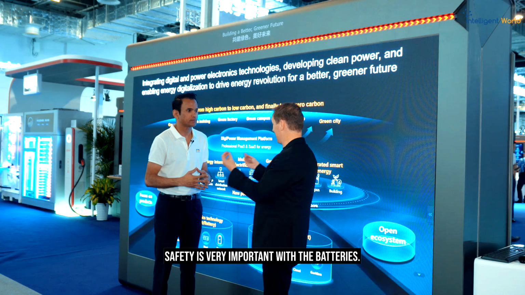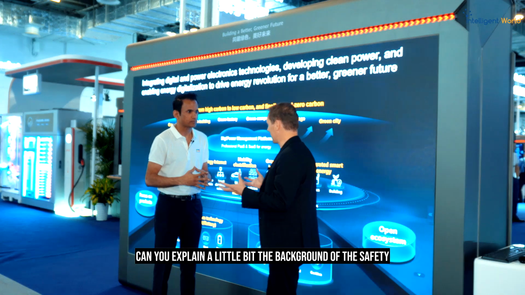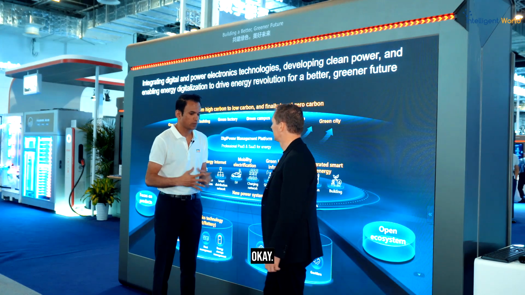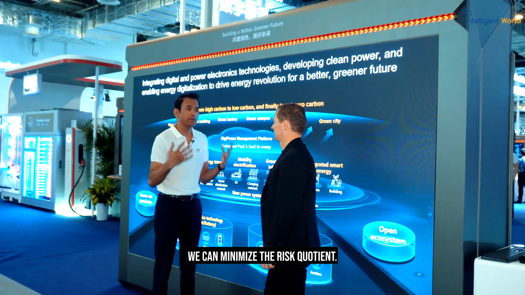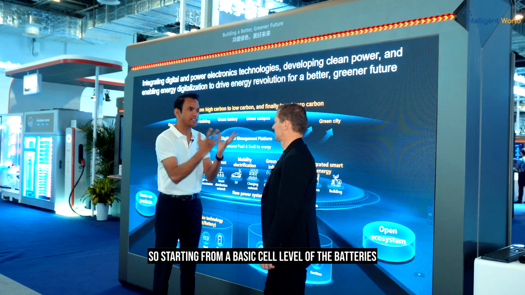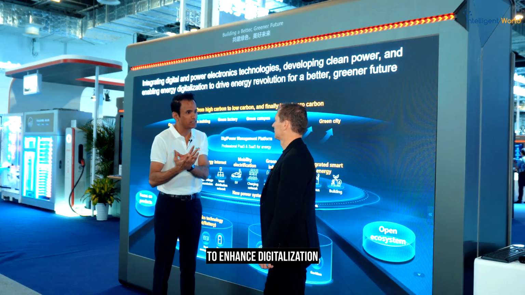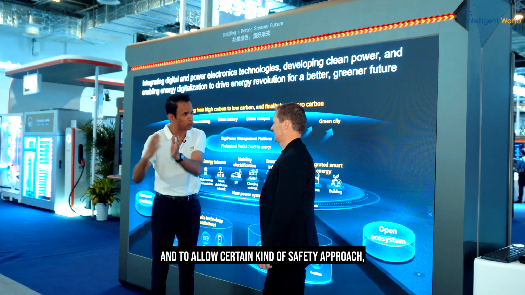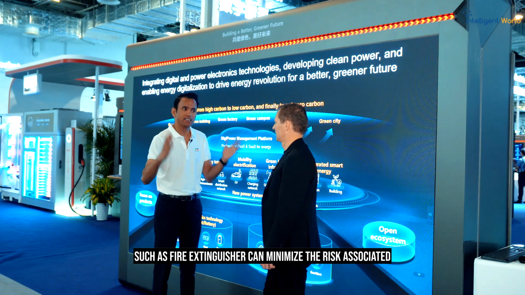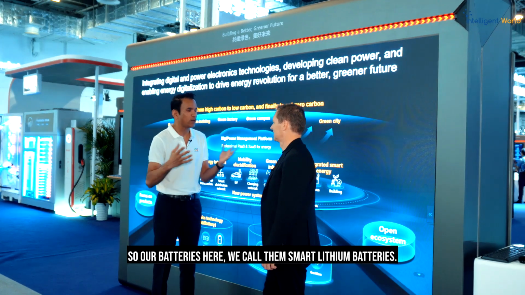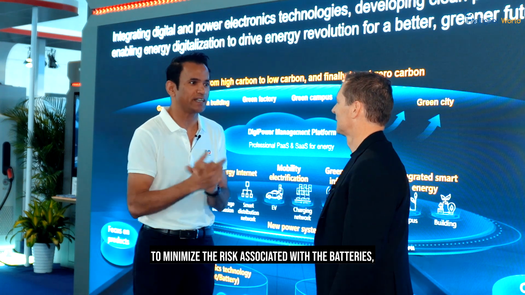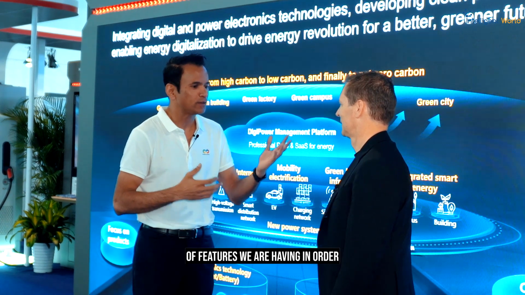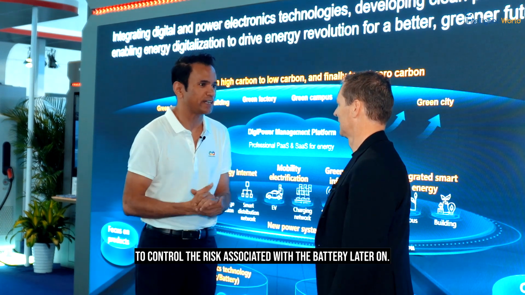Yeah, we were talking about this: safety is very important with the batteries. Can you explain a little bit the background of this safety and how you guarantee this type of safety? Okay. So the battery, because of its inherent nature, is susceptible to some kind of risk. But by implementing digital technologies, we can minimize the risk quotients. Starting from the basic cell level of the batteries, enhanced digitalization and safety approaches such as a fire extinguisher can minimize the risk associated with the batteries. So our batteries here, we call them smart lithium batteries. That means digitalization is going to minimize the risk associated with the batteries, and we are going to talk about what kind of features we have to control the risk associated with the battery later on.